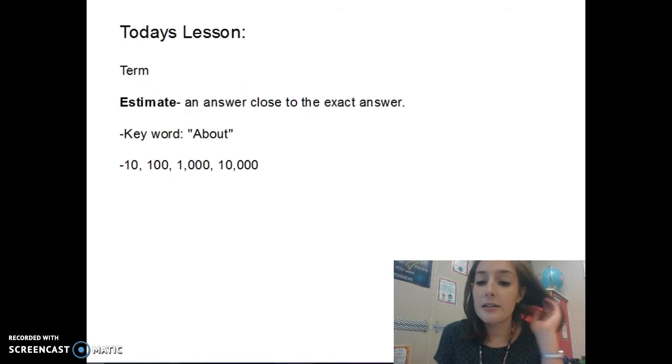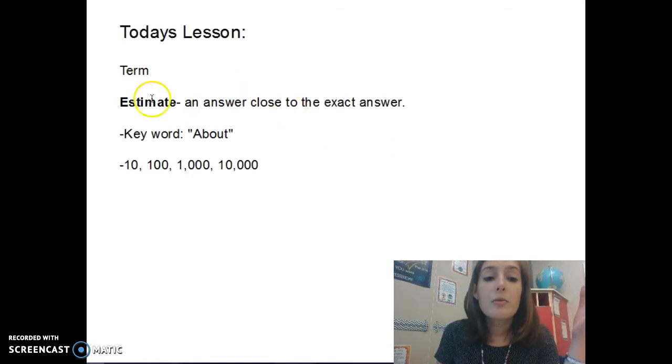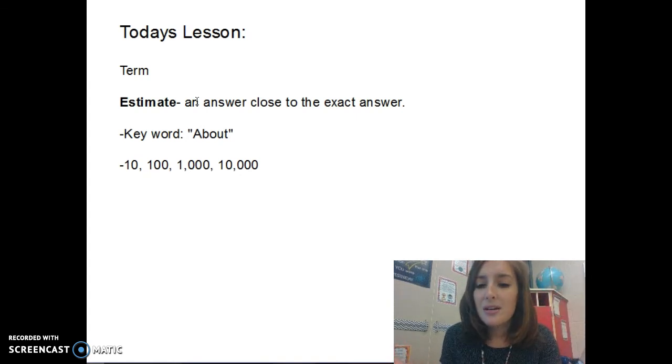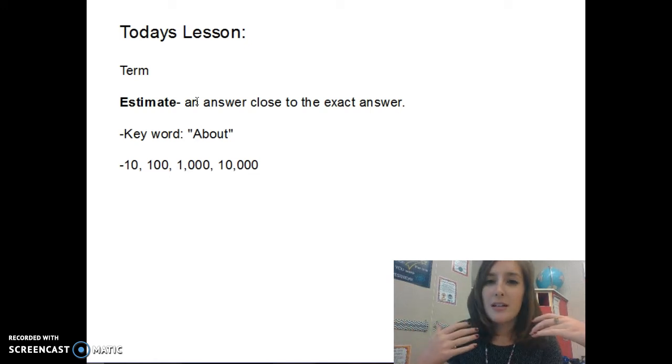So today's lesson, like I said, is working with estimation. So estimating is to give an answer close to the exact answer. So instead of you solving a problem, let's say 19,832 plus 5,000, you would be doing 19,000 plus 5. Which one sounds easier? The second one. So the way that you can make your problem that simple is by doing estimating and rounding.